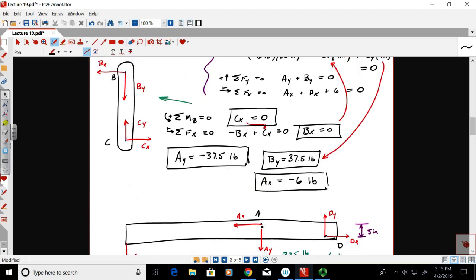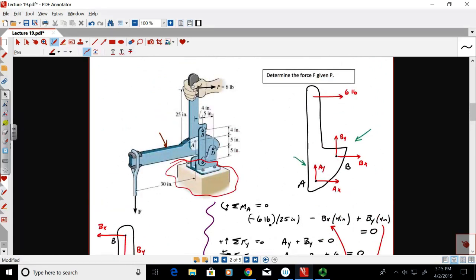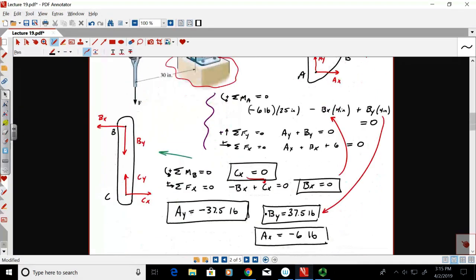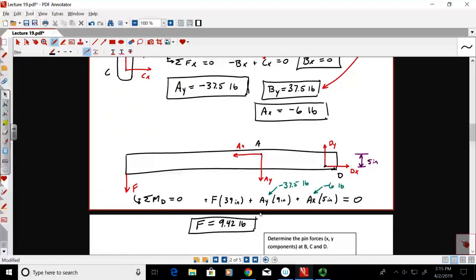But this is the first time we've ever done this. We're starting to take apart a mechanical system, okay? And we're starting to figure out all these forces that are occurring at the pins. Usually a lot of pins, but there are forces that are occurring between the members. Okay? Any questions on that?